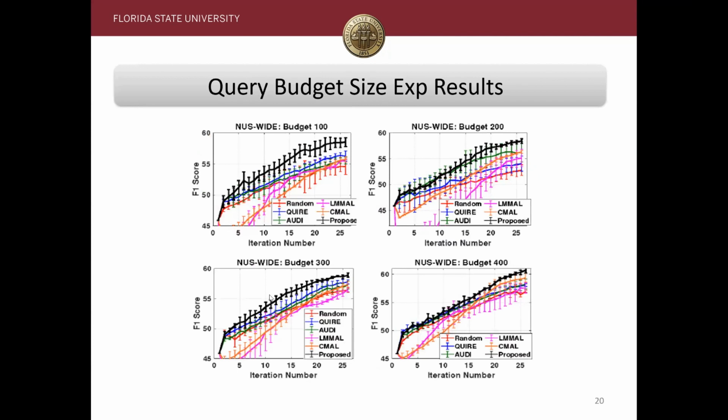We'll talk about the query budget size experiment results. For budget 100, we can see our proposed method has performed very well. For 200, it's slightly not on par with budget 100, but still performs consistently. For 300, it's a good performance. And for budget 400, still a pretty good performance, as you can see, compared to our other baselines here.